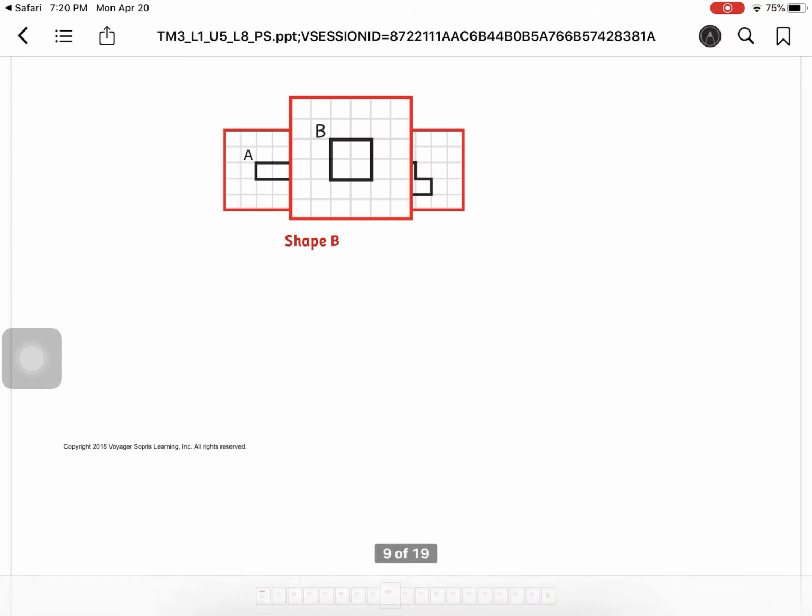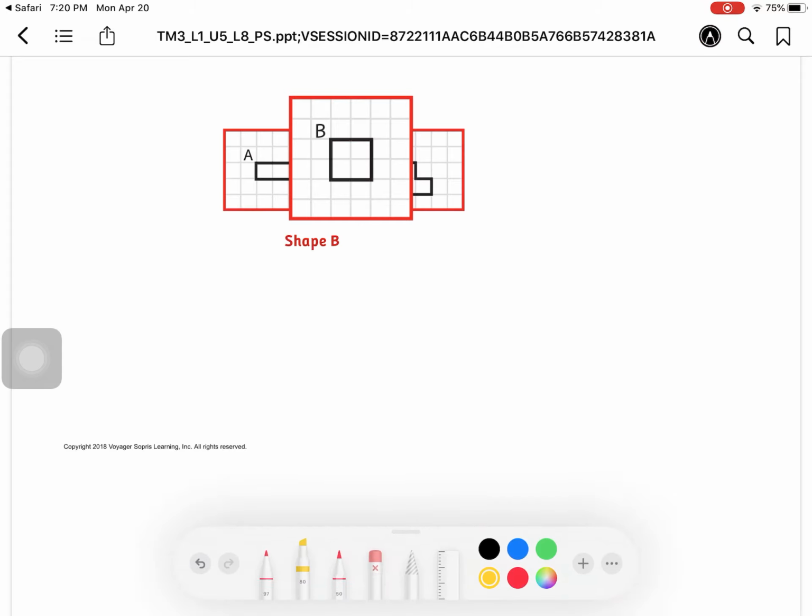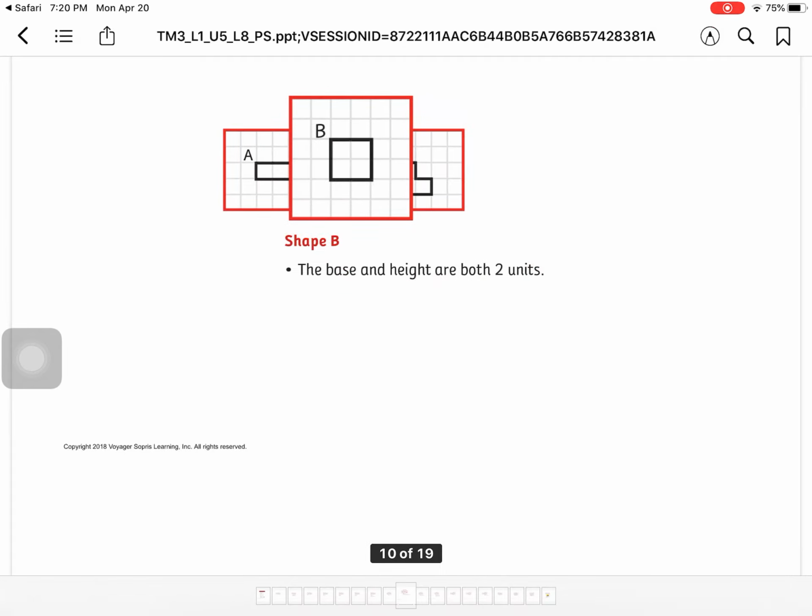Shape B is a square, right? We know that it is a square. And what do we know about squares? We know squares have 4 sides that are equal. Okay, so all 4 are the same. So I know for this one, the base and the height are both 2 because they're all the same.